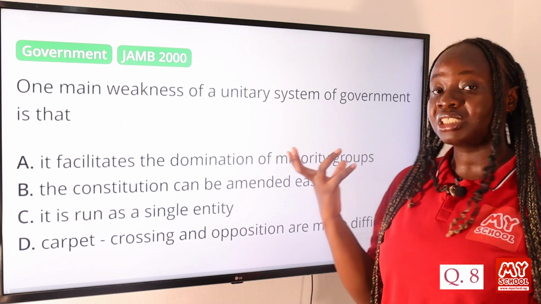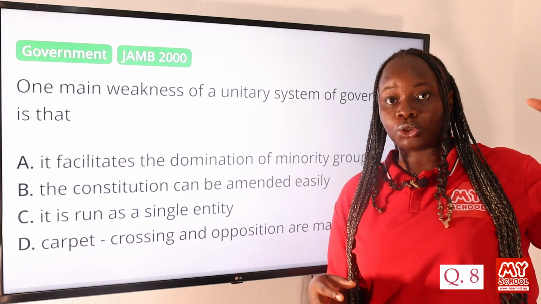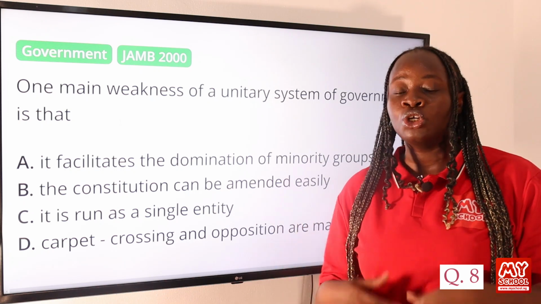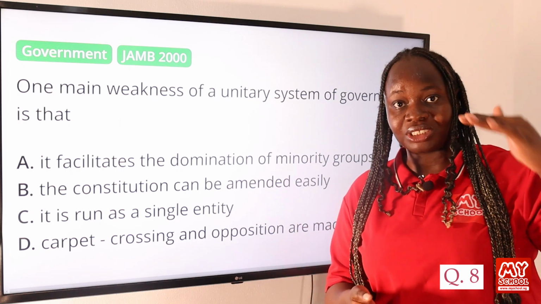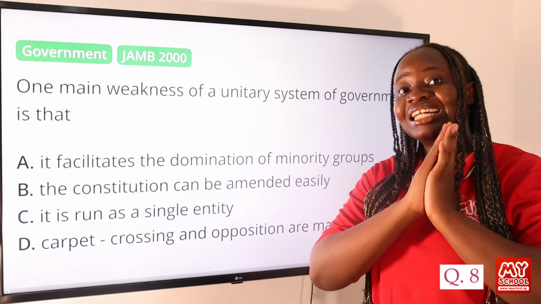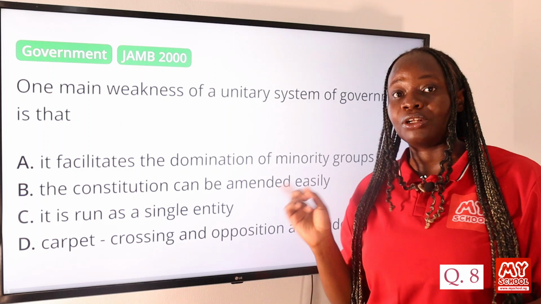So in a unitary system, we only have one central authority. The authority at the center is the only authority we have in that nation. So power is not divided between the federal, states, and local level. Power is concentrated in the hands of a single authority. And in that case, it can lead to the domination of minority groups.